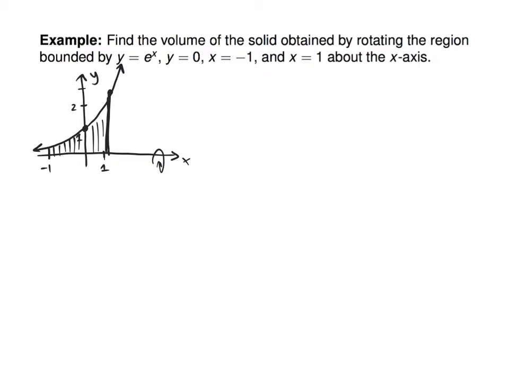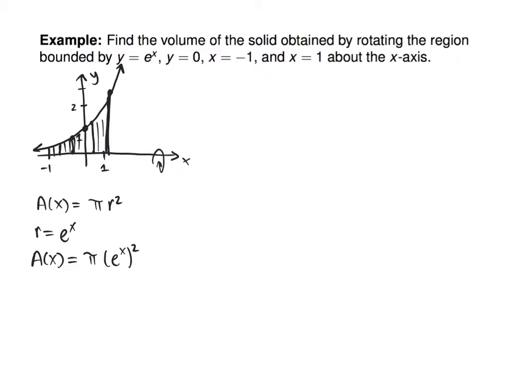Does this solid have a hole in it? No, it's actually a solid, right? Solid. So the area of a cross section is just pi r squared. What happens to be your r in this case? How far is it from there to your axis of rotation? E to the x, yep. So your cross section's area is pi e to the x squared.